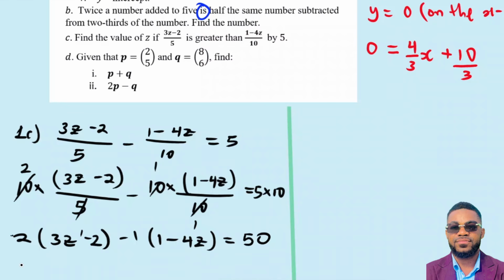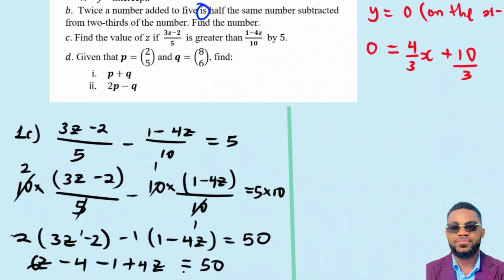2 times 3z is going to be 6z. Now 2 times minus 2, I've even said the answer. So that's going to be minus 4. Now here you have to be very, very careful. That's why I brought the 1 here. Now you should know that this is not 1, but rather negative 1. So that's going to be negative 1 times 1. That will give me negative 1. Negative 1 times negative 4z will give me positive 4z, equal to 50.